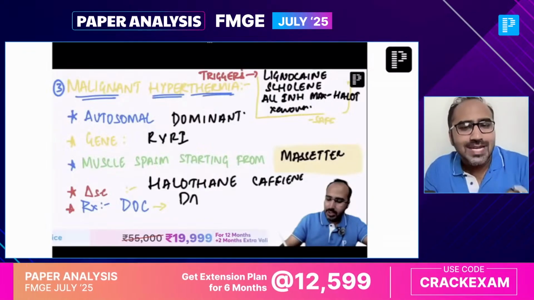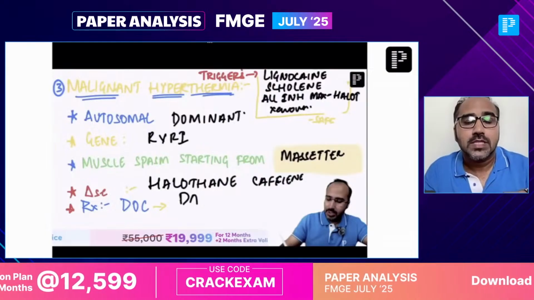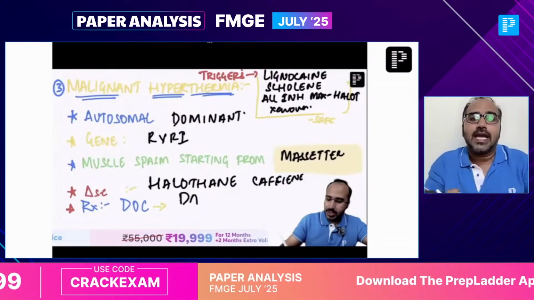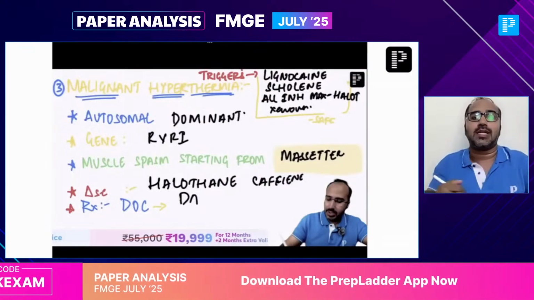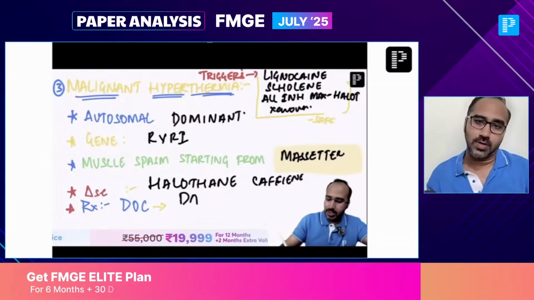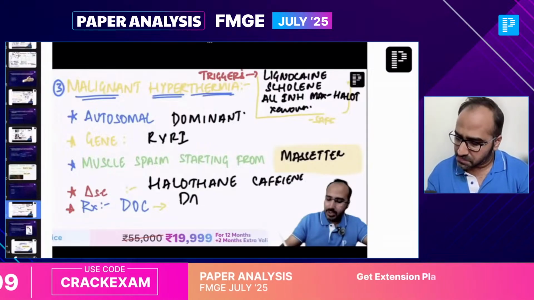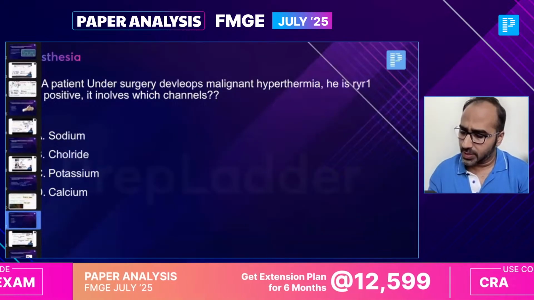It will stimulate the abnormal ryanodine receptors that leads to release of calcium, and that calcium release leads to a sustained contraction starting in the masseter muscle, thereby the whole body gets involved. And the treatment of choice or drug of choice for malignant hyperthermia is, you know it, dantrolene sodium.